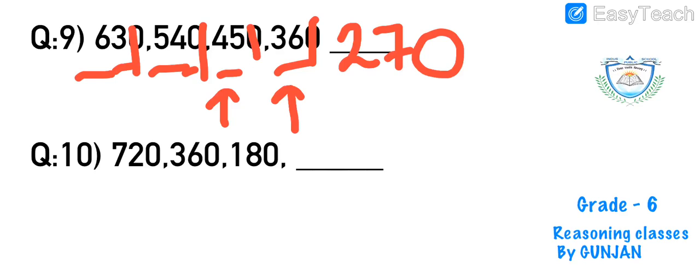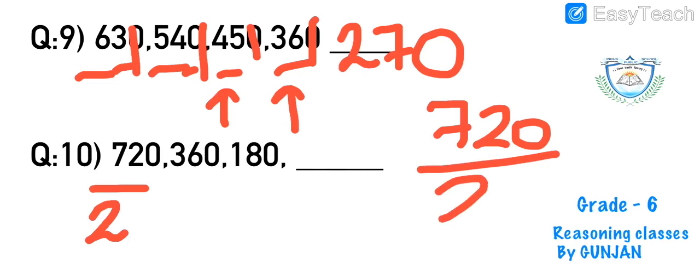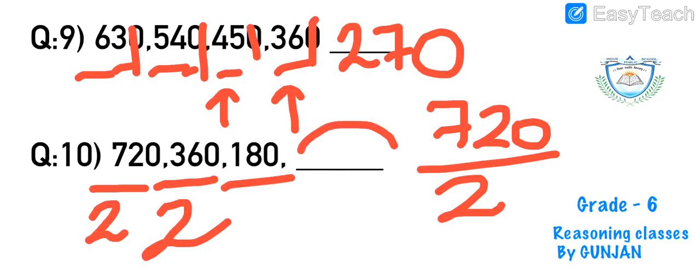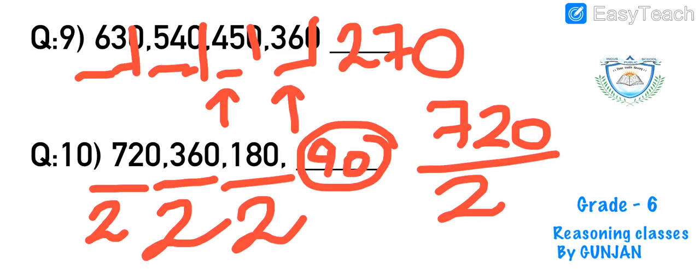Can you find out? Let me explain. See, if you divide 720 by 2, or simply if you half this number, what will you get? You will get 360. Again, if you divide 360 by 2, you will get 180. So in order to find out the answer, what you need to do? Divide it by 2, and which is very easy. It will be 2 9s are 18, 2 zeros are 0. Your answer will be 90.